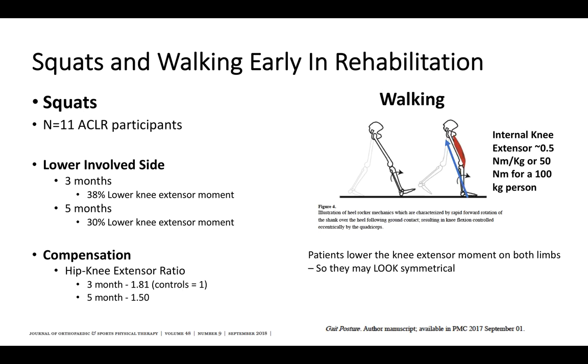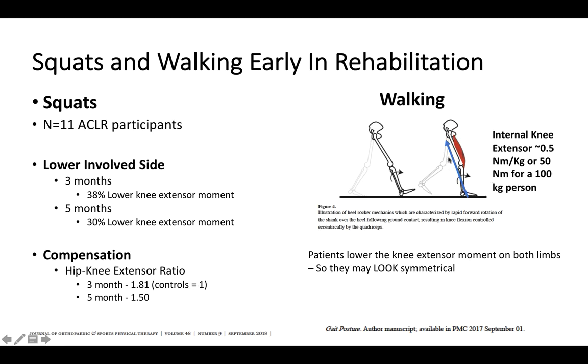If we look at the compensation that they use to accomplish that, the moment ratio at the hip and the knee during a squat is usually something around 1. That means there's an even amount of hip moment and knee moment to go from a low squat to a standing position. At the 3-month time frame, the hip was higher than the knee, with a hip-knee moment ratio of almost 2. So the hip extension moment was essentially compensating for the low knee extensor moment. And then at 5 months, it was only slightly better at 1.5. So again, the rehab wasn't apparently fixing this problem.